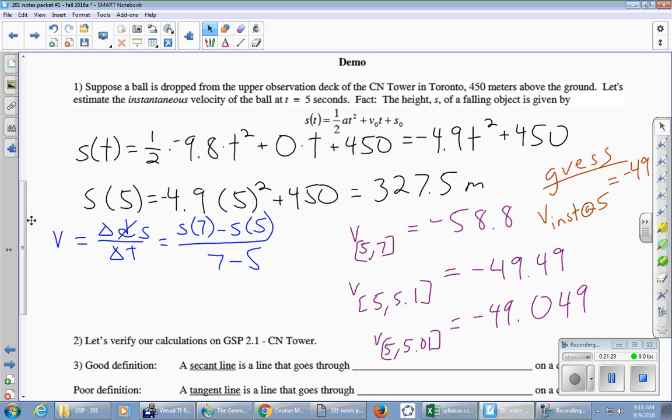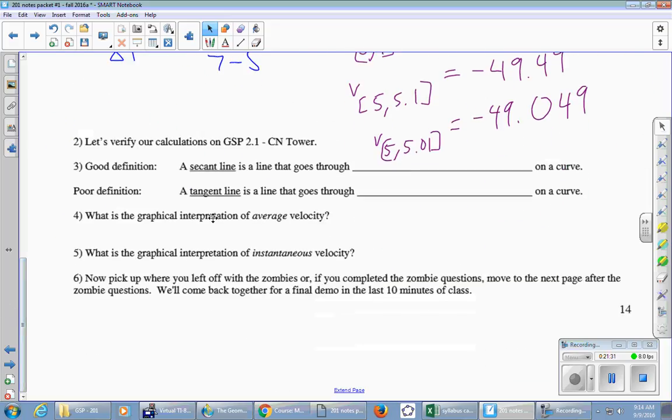Okay. So coming down here, number 3, good definition. A secant line is a line that goes through how many points on a curve? 2. 2 points on a curve. Here's a poor definition. A tangent line is a line that goes through 1 point on a curve. That is not a good definition. That is a very much flawed definition, but it's as good as we have for right now. We'll get something better soon.